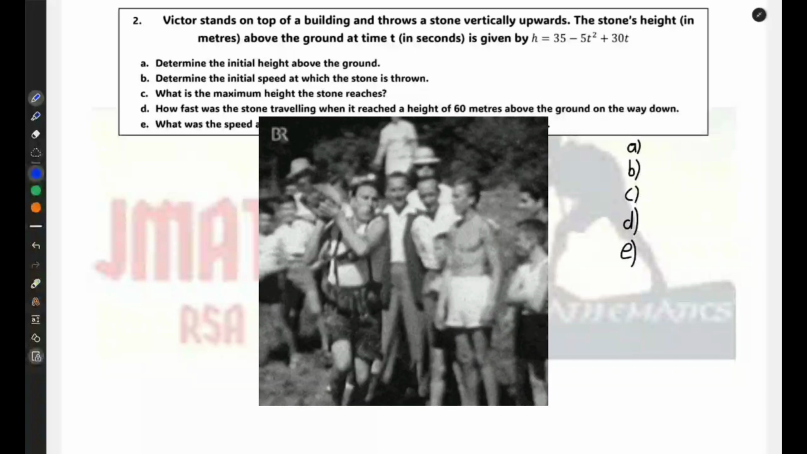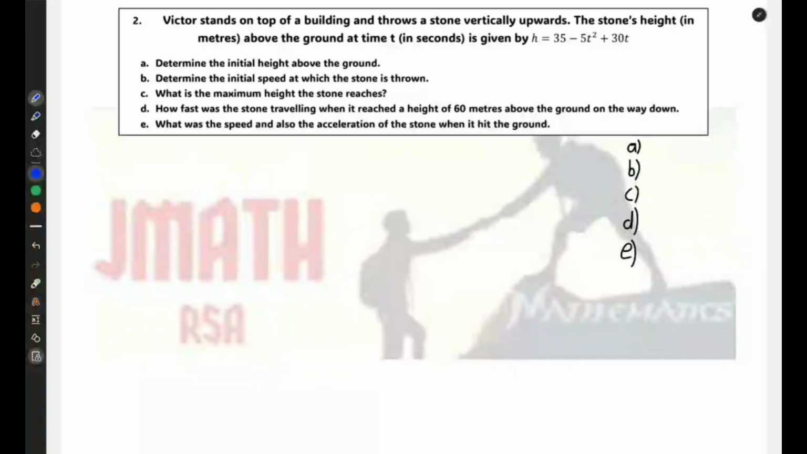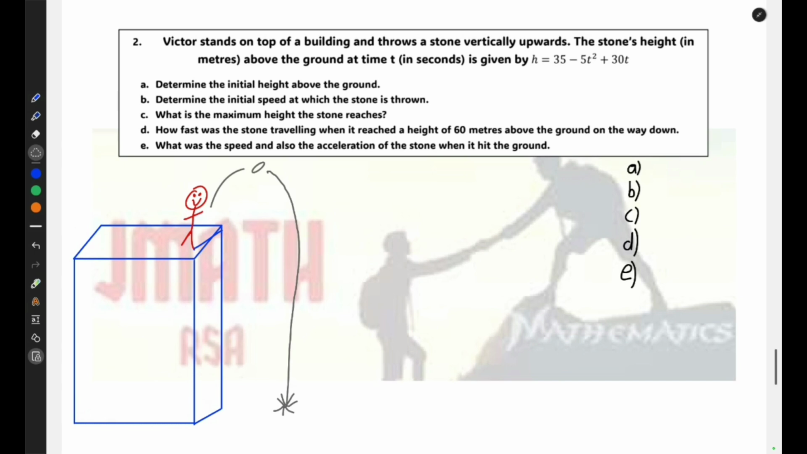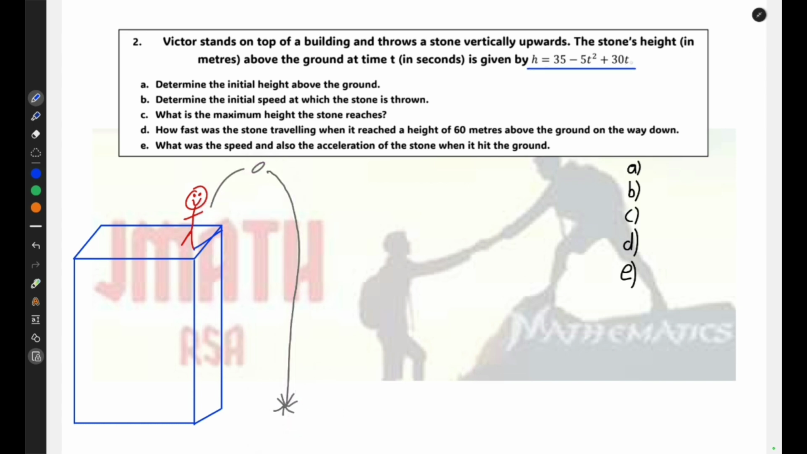Question 2. Victor stands on top of a building and throws a stone vertically upwards. The stone's height in meters above the ground at t time in seconds is given by that formula. Okay, so please don't mind my drawing skills. This is the story we're looking at. So if Victor is standing on top of the building, he throws the stone, and that formula tells me it's going to follow a parabola path till it hits the ground. Okay, so even though they say vertically up, they just mean up over the building.